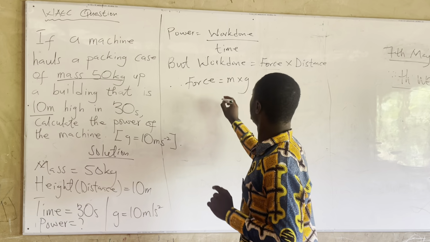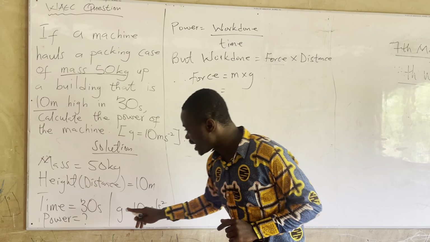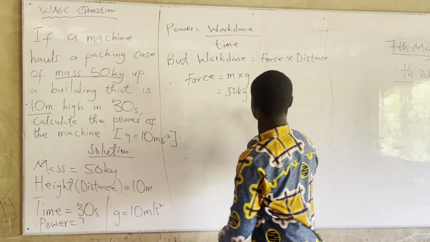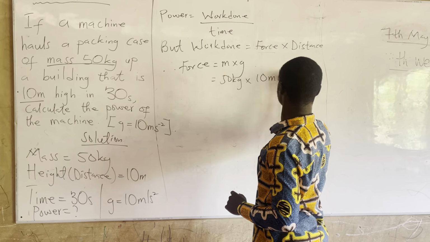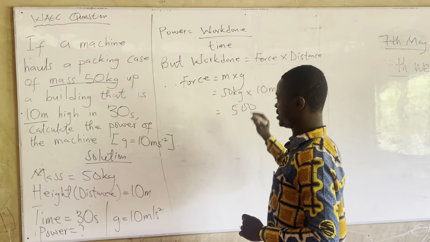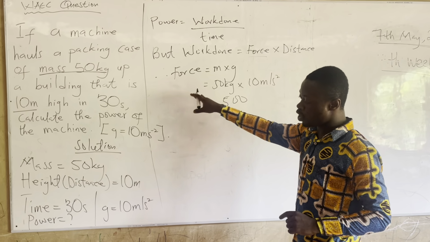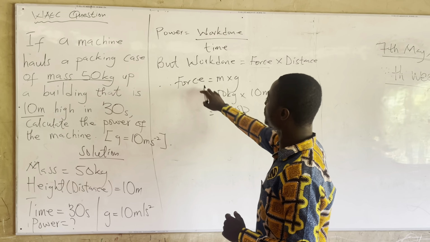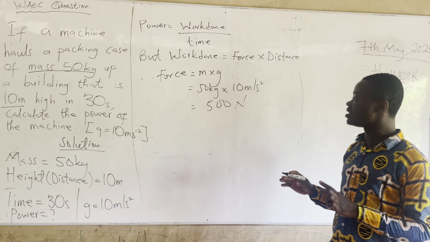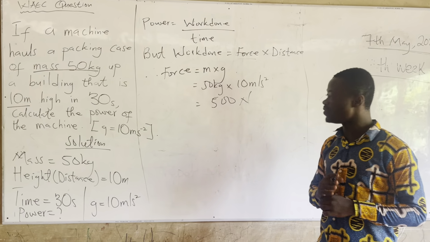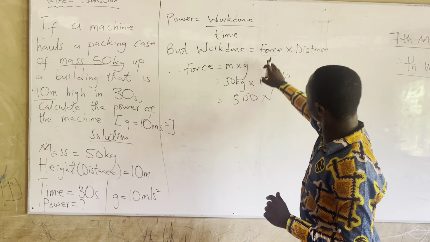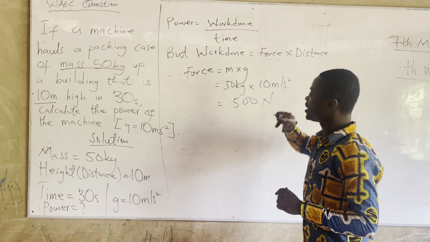Now, let's find force. Mass from the question is 50 kg, so it means 50 kilograms times gravity from the question, which is 10 meters per second squared. 50 times 10 gives us what? 500. So it means the force of the machine is 500, and we know that force is measured in newtons. So the force of the machine is 500 newtons. Okay, let's continue. Now we have the force here. It means we can go and substitute here and find our work done.